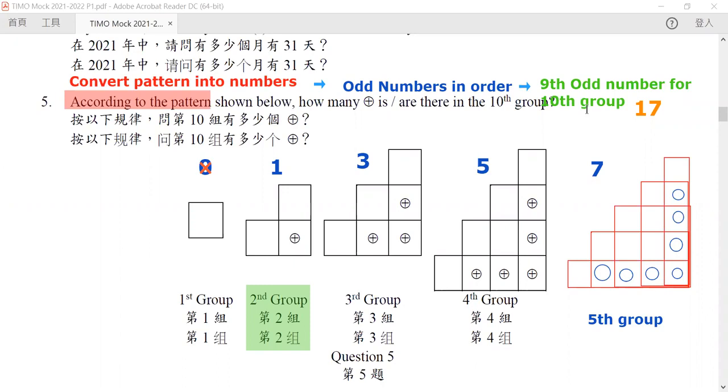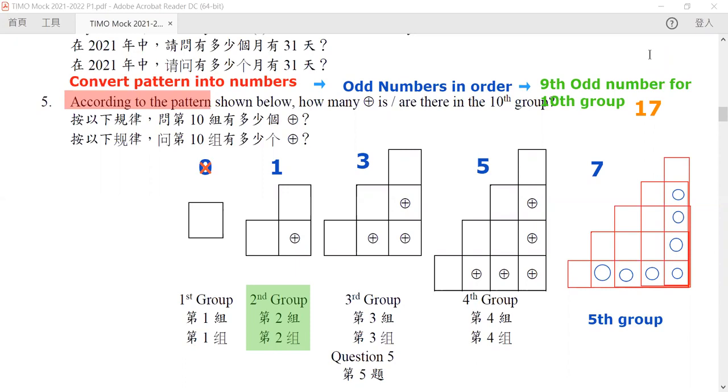Okay. So again, it is advisable for you to convert this pattern into numbers and try to find out the relationship between the numbers. Once you convert into numbers, the relationship is very clearly seen. Okay. So this is for our problem 5.